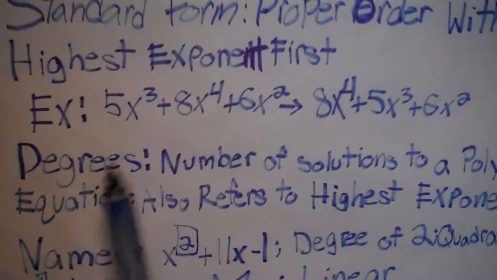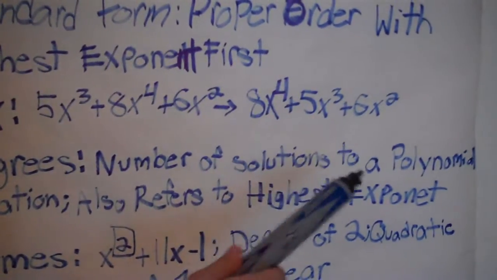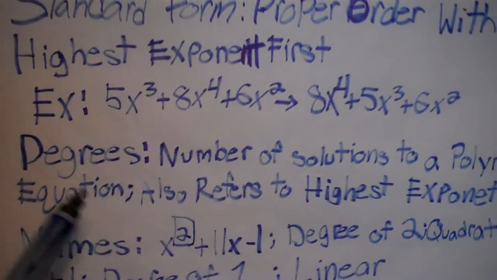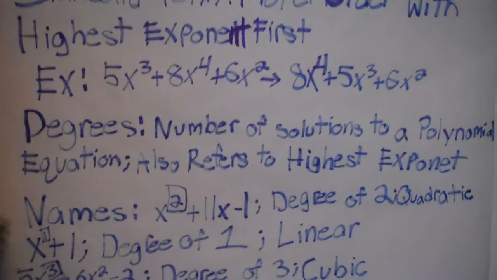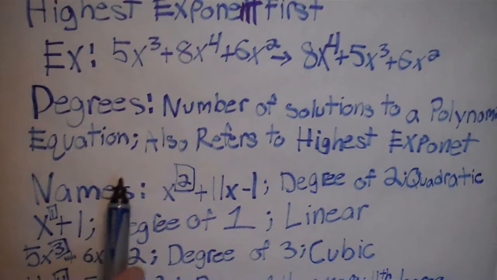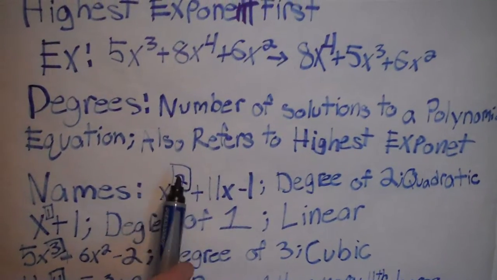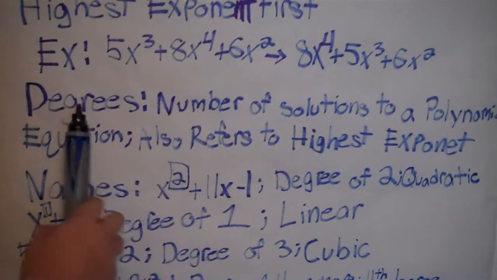So next we go to degrees. Degrees are the number of solutions to a polynomial equation, but it also refers to the highest exponent. Then we go on to names. Names go by the highest exponent, or degree.